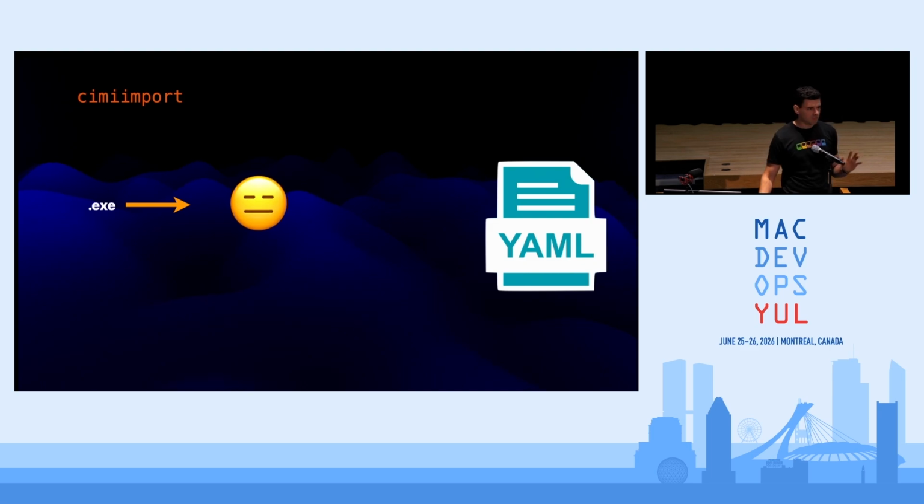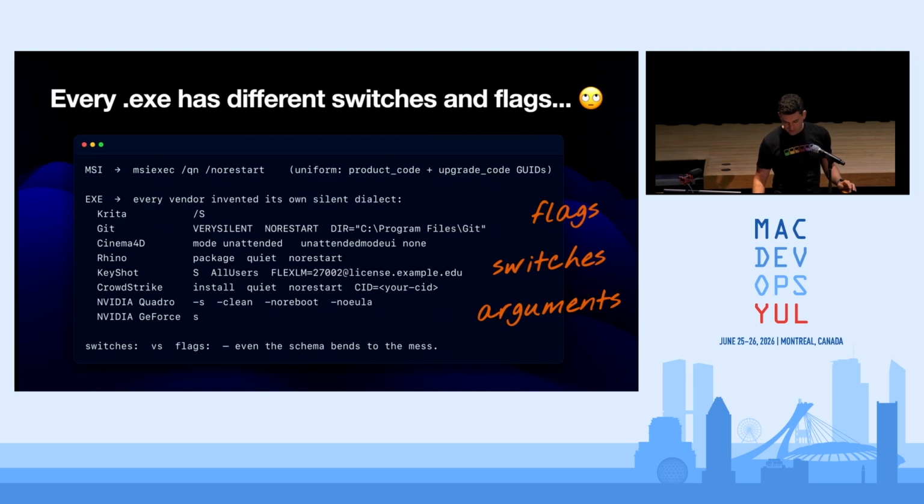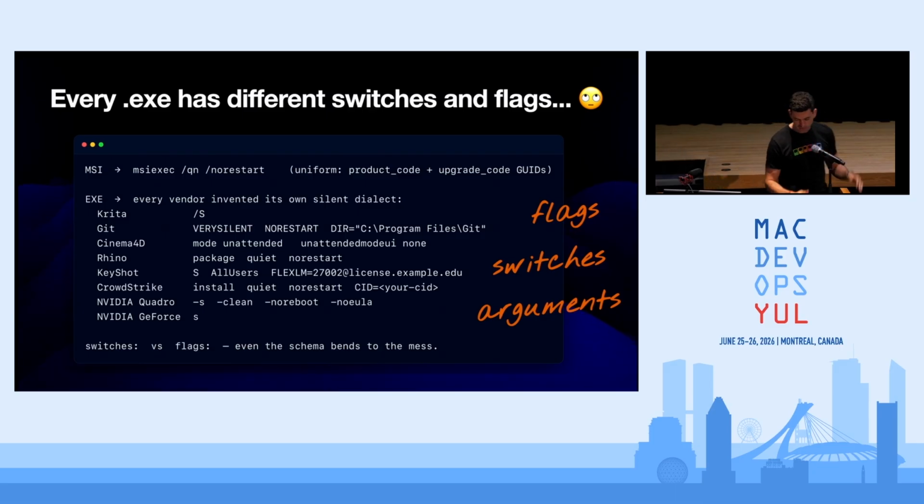But these EXEs are just a world of pain. There are flags, there are switches, there are arguments, there are subcommands. Every software is different, and you can have a slash, or it needs to be a capital, specifically. If it's not a capital, it does not work. Or a flag with 1 dash, not 2 dashes. Anyway, all of them are different. So I added support for all of them in Cimian.